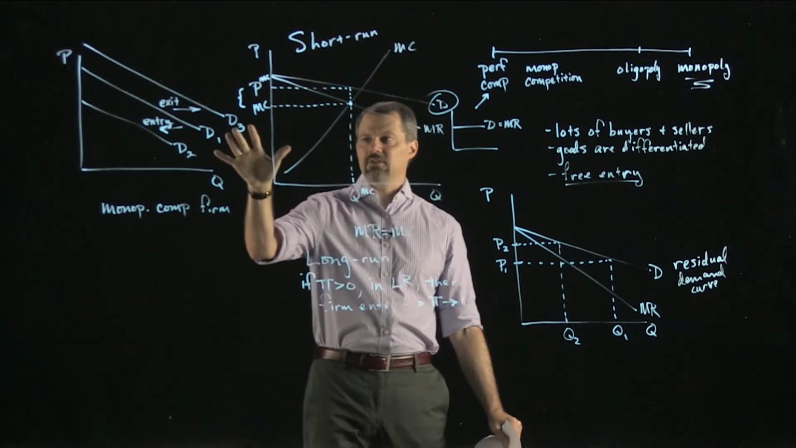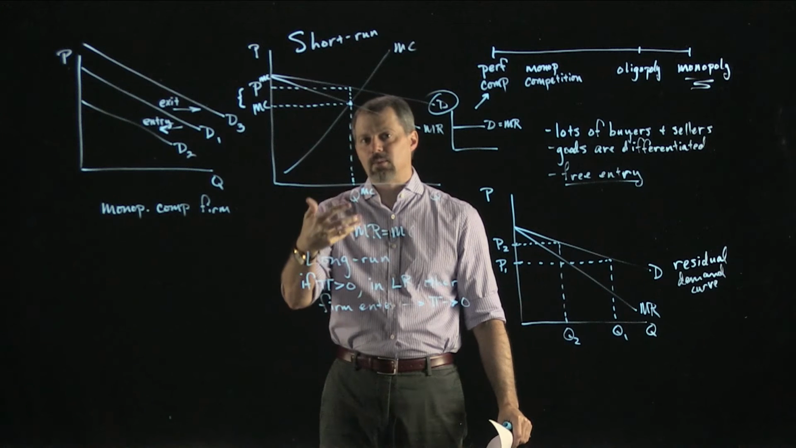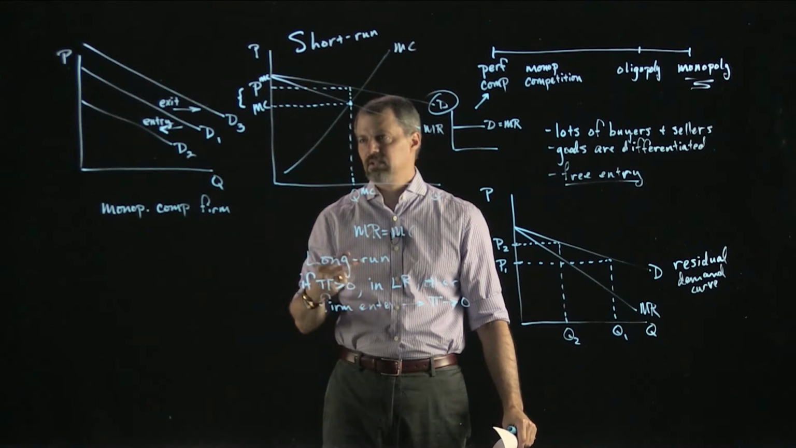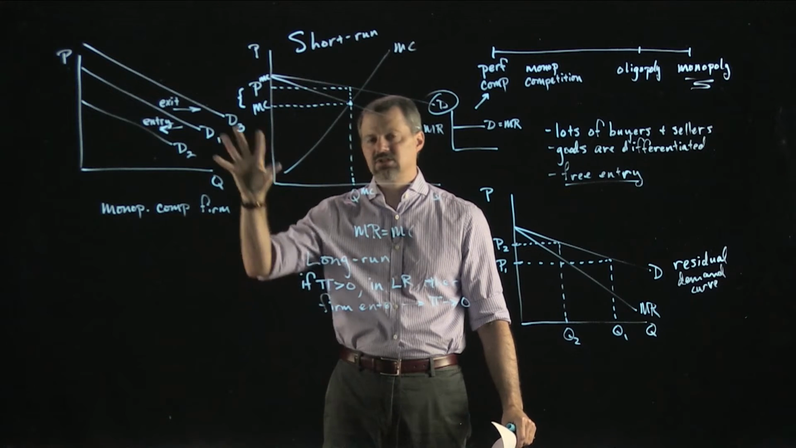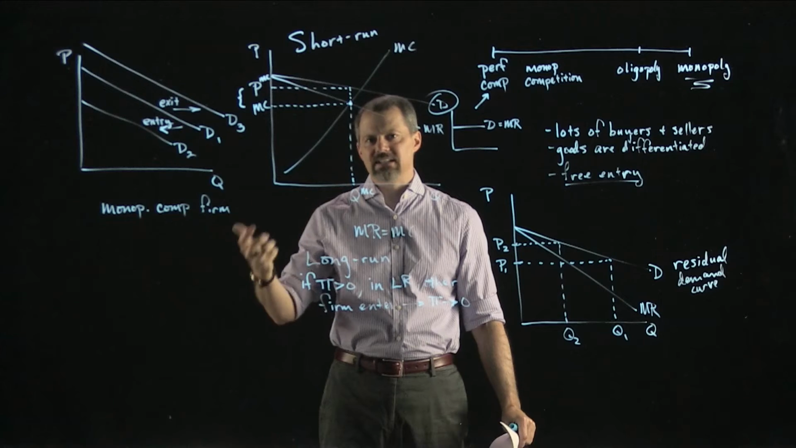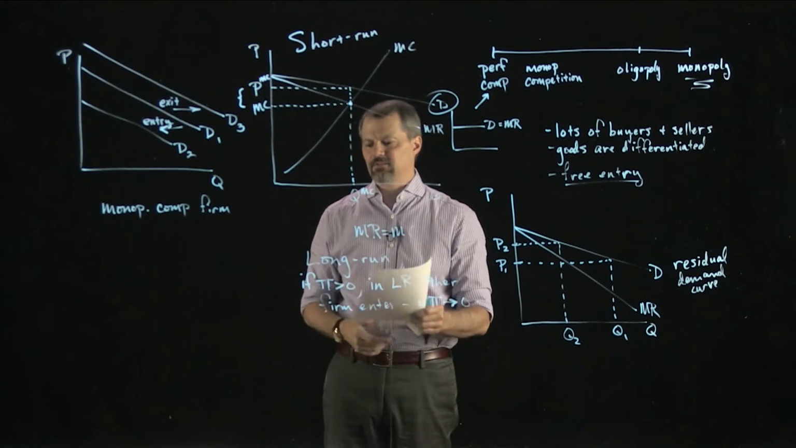The things that cause a residual demand curve to shift are all of the things that cause a market demand curve to shift: income, prices of related goods, tastes and preferences, expectations, number of buyers, and then the number of other firms in the market that this firm has to compete against. So you have to be very careful about that.